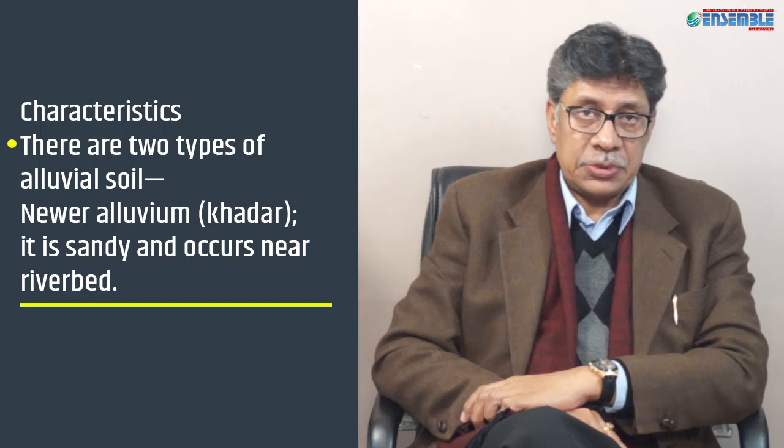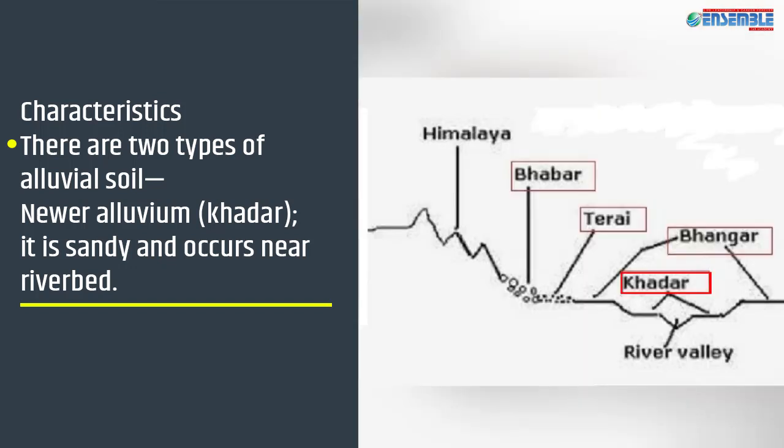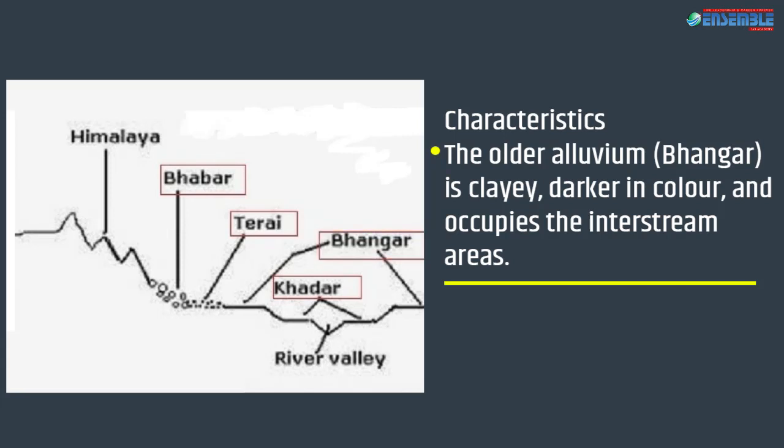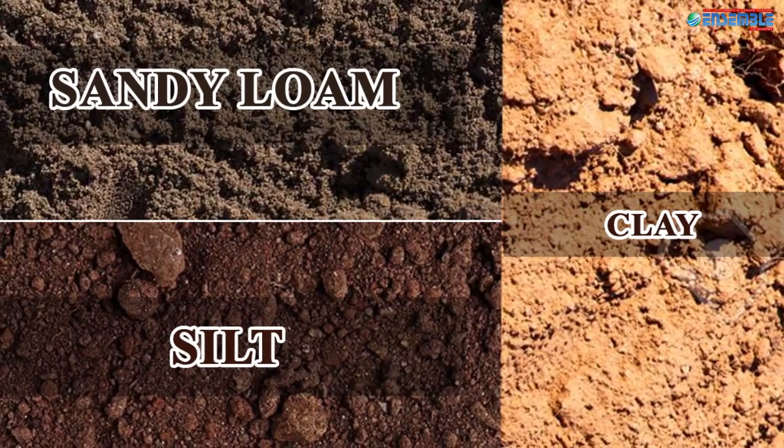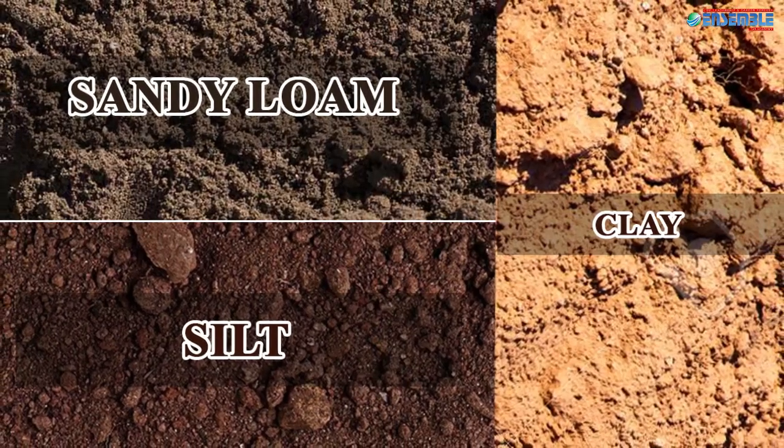They have many characteristics. For example, there are going to be two types of alluvial soil. Newer alluvium, that is called khadar, is sandy and occurs near the riverbed. And the older alluvium, which is called bhangar, is clayey, darker in color, and occupies the interstream areas. The composition of alluvial soil is sandy loam to silt to clay in nature. Its color generally varies. For example, it generally is going to be grey, light brown, or yellowish.